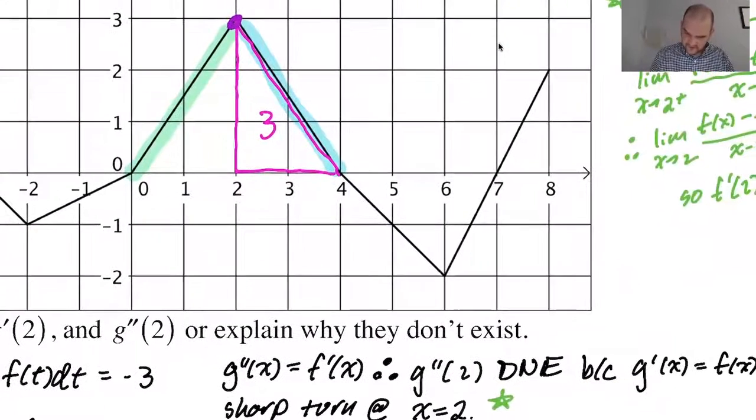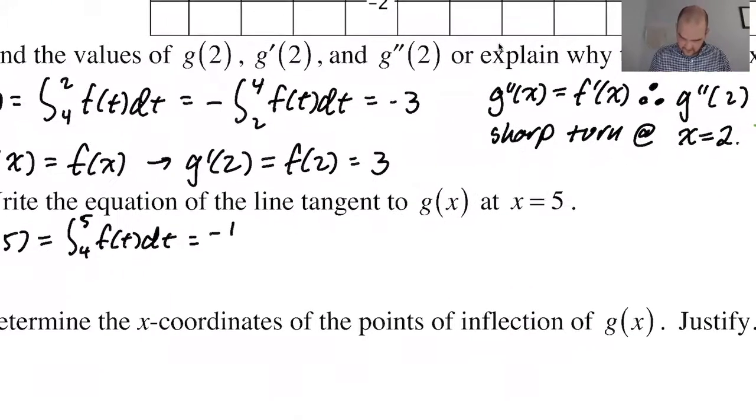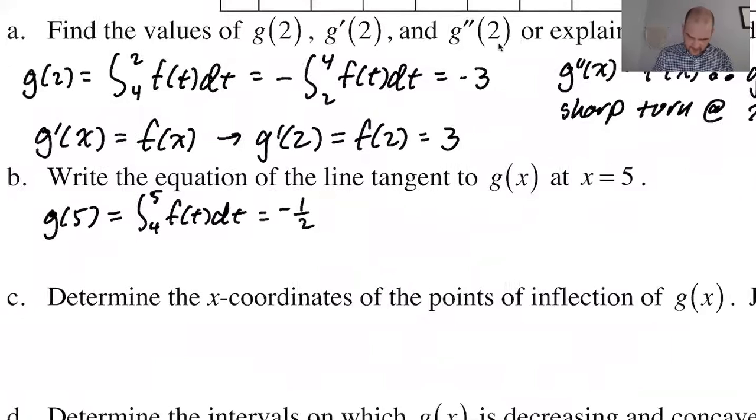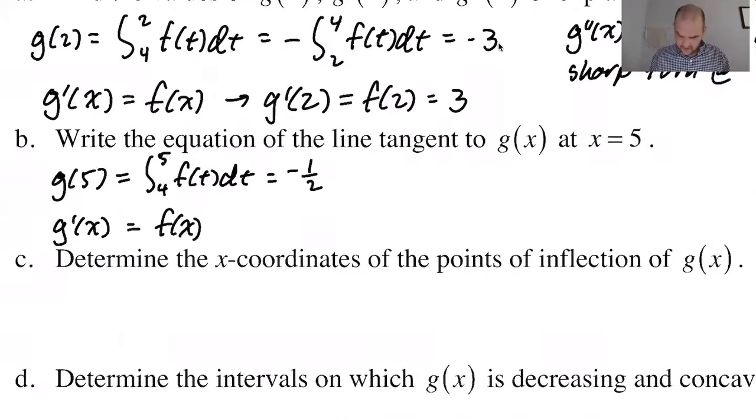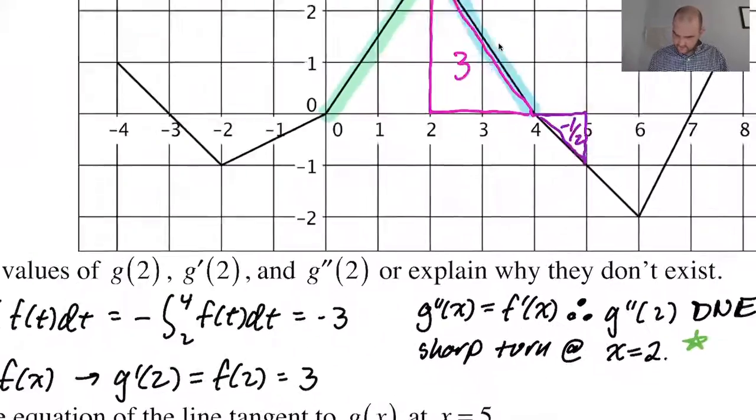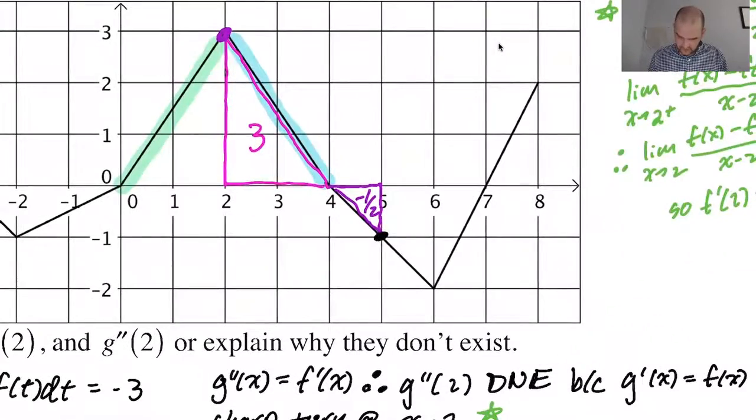The integral from 4 to 5 is going to be, I'm going to use this color, 4 to 5 right here. So this is negative 1/2 because we're below the axis and we're moving from left to right. I also need g prime. So g prime of x, we know is f of x by the second fundamental theorem. Which means that g prime of 5 is f of 5, which is down here at negative 1.